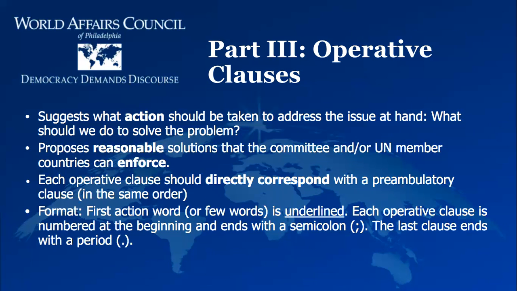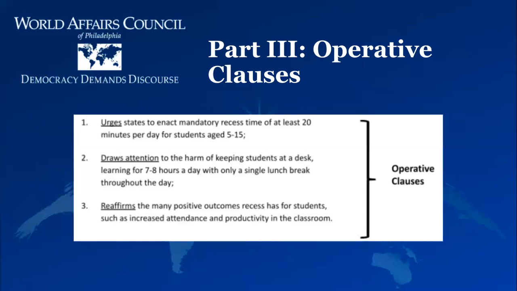A few words about formatting. The first few words of an operative clause are underlined, and each operative clause is numbered at the beginning and ends with a semicolon. Only the last operative clause ends with a period. Okay, let's look at the operative clauses that we presented in our sample resolution.